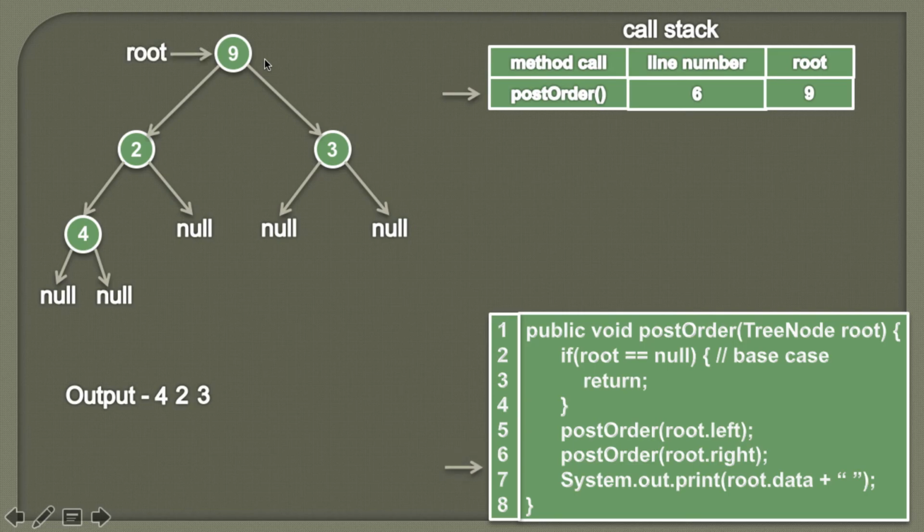Moving ahead. So friends, here you can see for the node 9 we have completely visited its left subtree and we have printed 4 and 2. Then we actually visited the right subtree completely and we printed 3. So now is the time to visit the node 9. So we are simply printing the data on the console for the root which is pointing to node 9. So now 9 will be printed on the console. And from the line number 8 we know that we have completely executed this post order method. So this would be removed from the call stack.